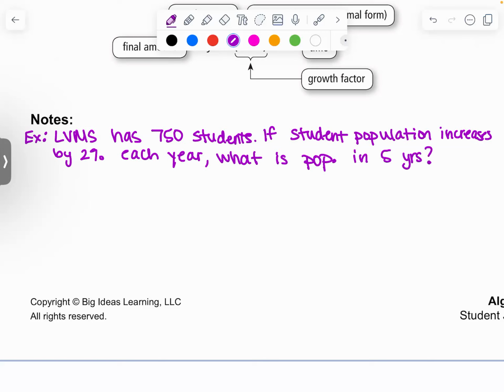So if you want to abbreviate that a little bit, that's fine, but we have 750 students. We're increasing by 2% each year. And I want to know how many students we have in 5 years. What? 825. No. We haven't even talked about what these numbers mean yet. Okay. No. 2% of 750. Can you just stop right now?